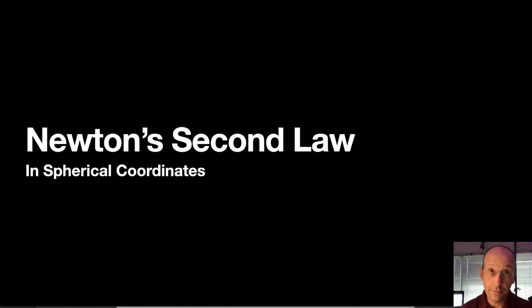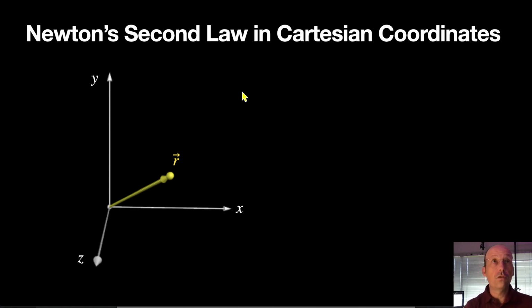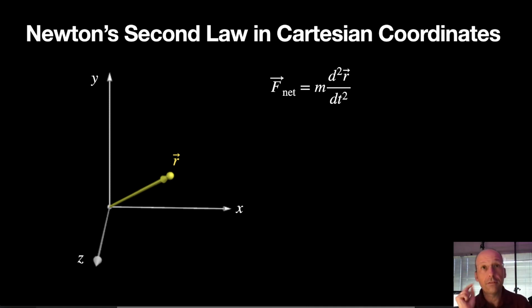And I may even make a mistake, because that's me. Okay, so let's start off with Newton's second law in Cartesian coordinates, just to make sure we understand what's going on there. Imagine that I have some particle at vector position r, and I want to do Newton's second law. Newton's second law says that the net force on that particle is equal to the mass times the acceleration, and the acceleration is the second derivative of the position vector. Force is a vector.